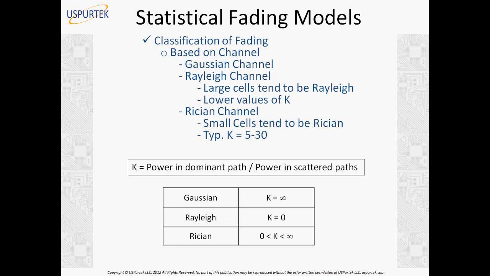Now, if you look at the text on the slide, large cells tend to be Rayleigh. Large cells means you have 10 kilometers, 50 kilometers of distance range, or bigger than that actually, right? So they tend to have lower values of K. And small cells tend to be Rician. Small cells, as we talked before, could be wireless LAN cells, femto cells, or pico cells, where the distance is small. You are either on a university campus, or an enterprise campus, or even in your home actually, right? There the small cells tend to be Rician channels, and the value of K is anywhere between 5 and 30. It's an estimate from the measurement section.